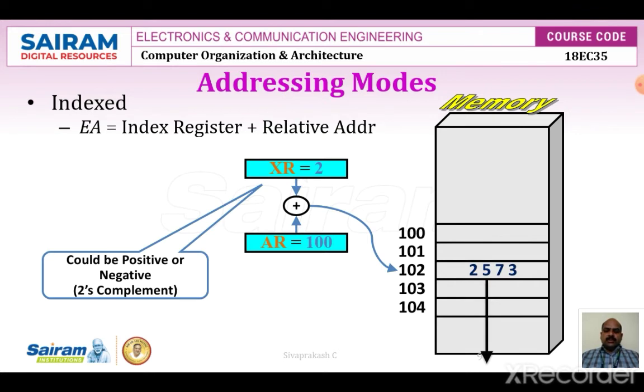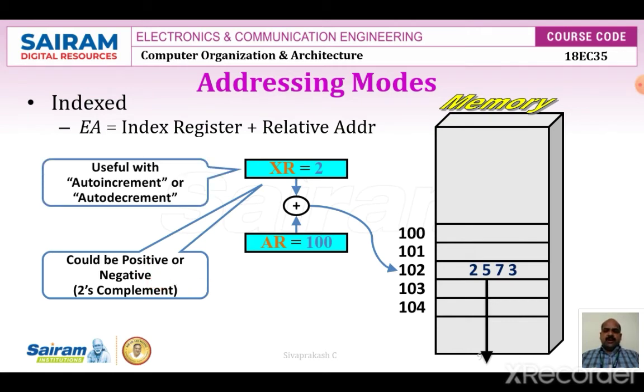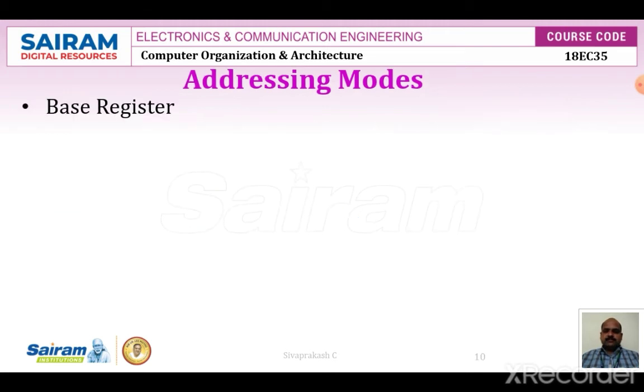Here the index value may be positive or negative, represented in 2's complement, and this is useful with auto increment or auto decrement also, which we will see in the additional instructions on the next slide.